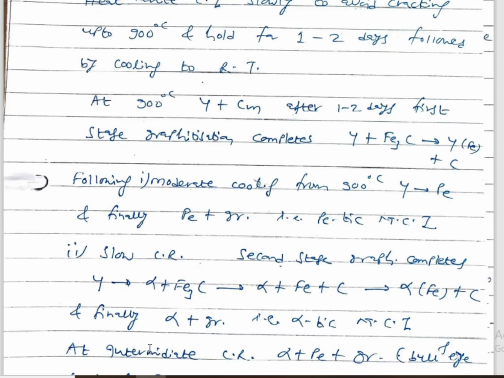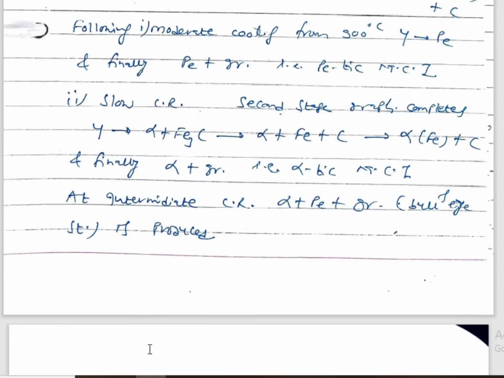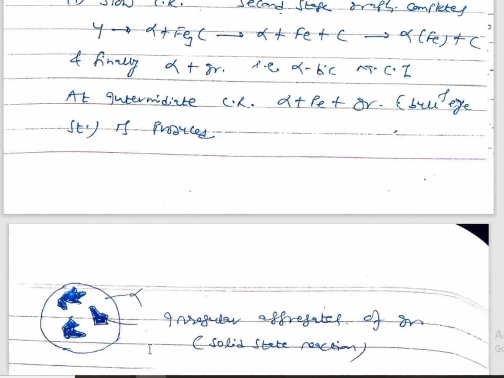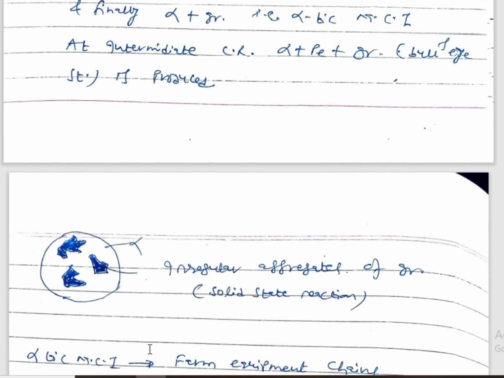And suppose we adopt the cooling rate in between these two. Neither we cool it down in 24 hours nor in 48 hours. Suppose it is 30 or 35 hours like that. Then ferritic pearlitic malleable cast iron will be obtained. Second stage graphitization will be just started, but it will not be over. So the intermediate cooling rate will produce the alpha plus pearlite plus graphite in the microstructure. And this structure is known as bull's eye structure because it looks like an eye of the bull.